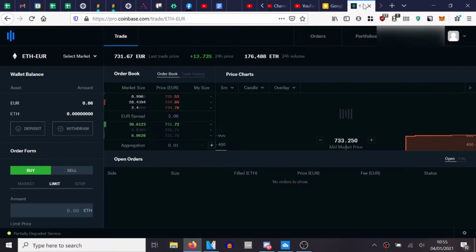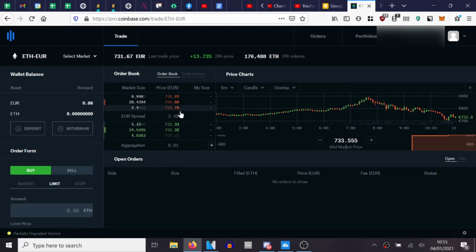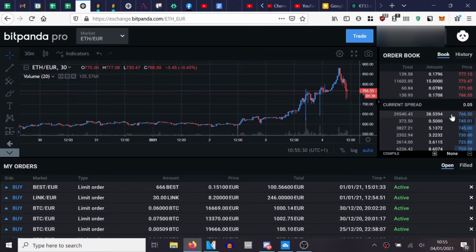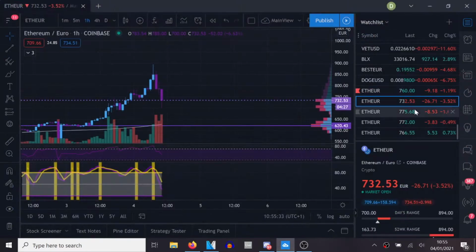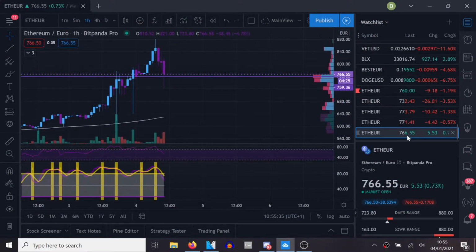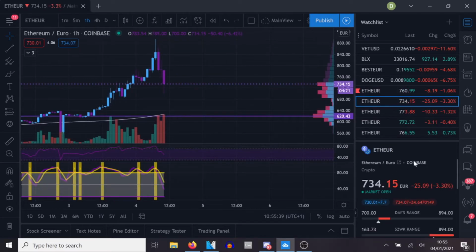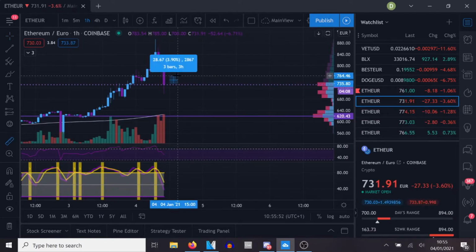And then we look here on Coinbase, where it's a lot lower and the spread is much smaller. I can buy for 734, and here I can sell for 766. So we have huge spreads if you compare BitPanda to Coinbase. Almost 4%. And so I had the genius idea of, hey, I could buy at this exchange and sell at this exchange and make money with it.